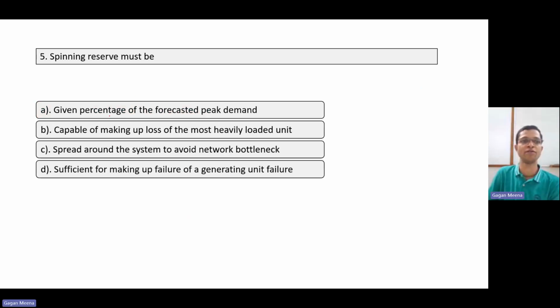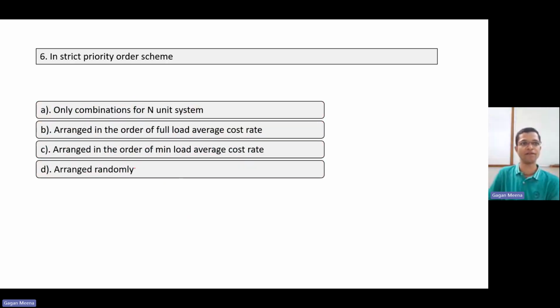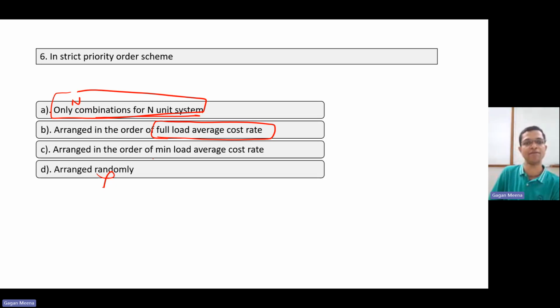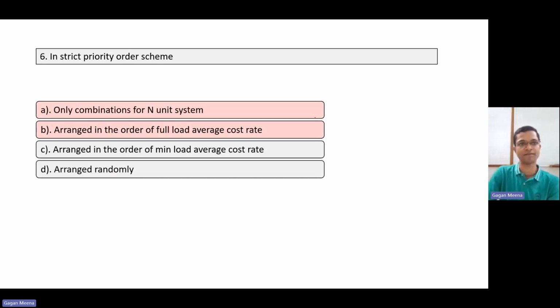Spinning reserve, yeah, it should be a given percentage of forecasted peak load. And it should be capable of making up the loss of the most heavily loaded unit. It should be spread out and sufficient to cover the failure of any generating unit. So all these are correct options. In strict priority order scheme, we have seen only n combinations for an n unit system, which are arranged in the order of full load average cost, not minimum load. They are not arranged randomly. So first and two are correct.